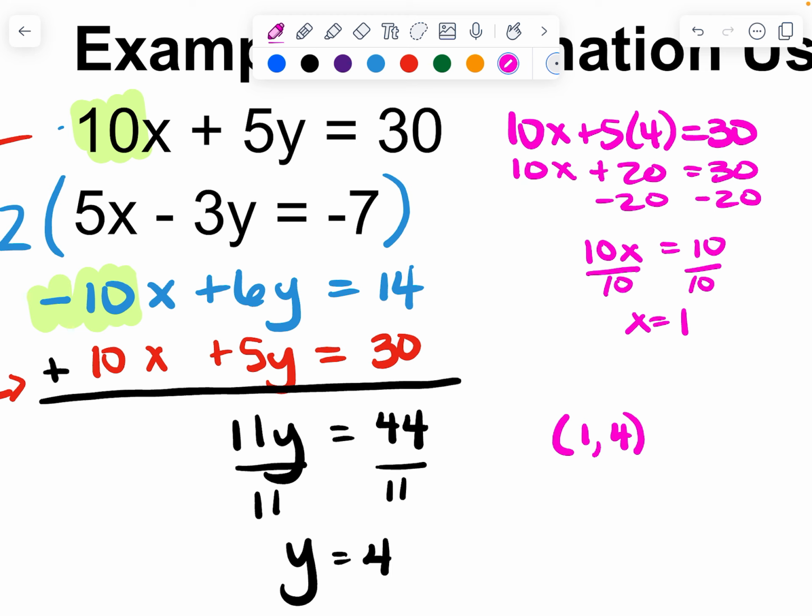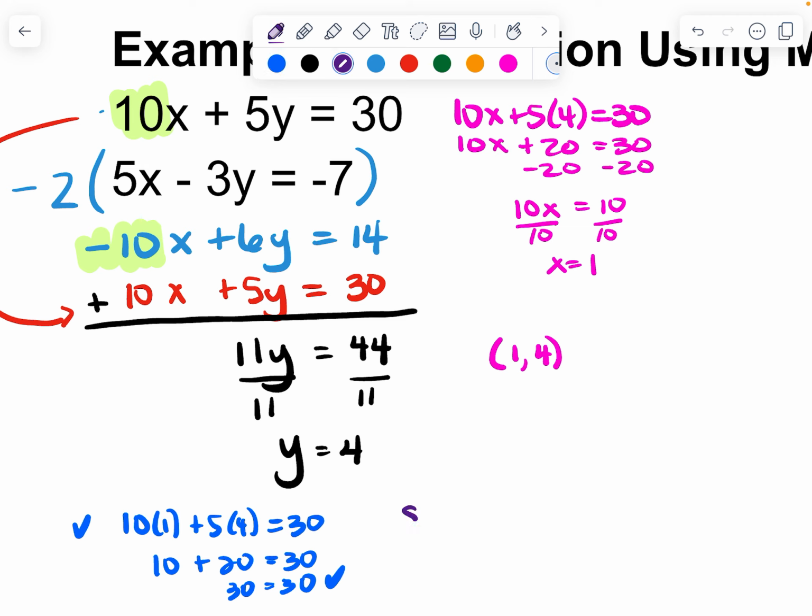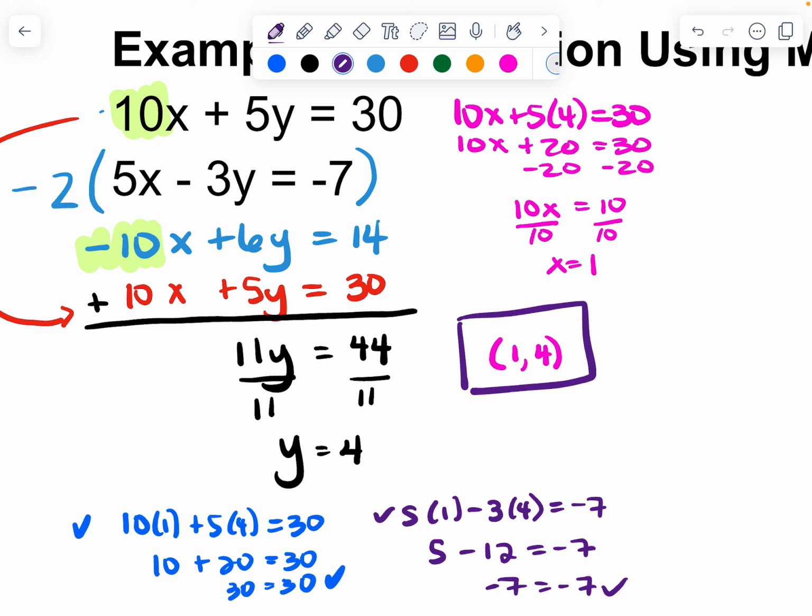Now I didn't show this on the other ones, but you can check and make sure that you have the right answer. Plug the 1 in for x and plug the 4 in for y. So if I do that in the first equation, look at that, 30 equals 30. So it worked for the first one. Now plug it in for the second one. So 5 times 1 minus 3 times 4, does that equal negative 7? So 5 minus 12, so negative 7 equals negative 7. So yes, this is the correct answer. I would suggest checking your answers. You don't have to write it out necessarily, but I would plug it in to make sure that you do have the correct answer.